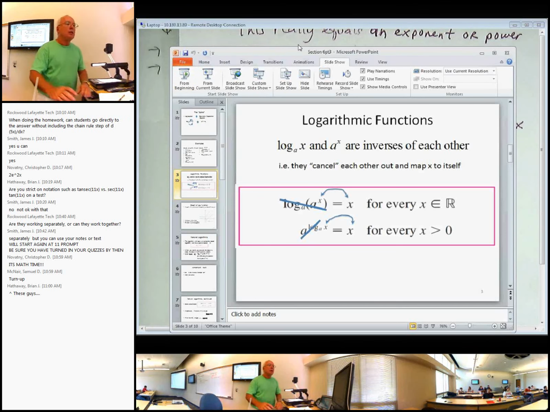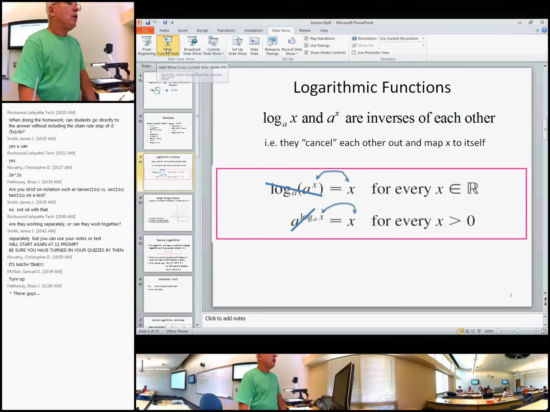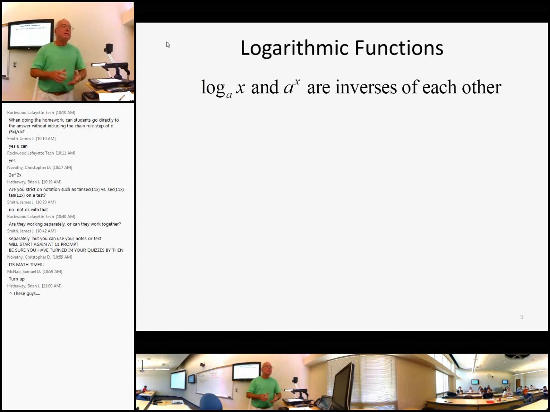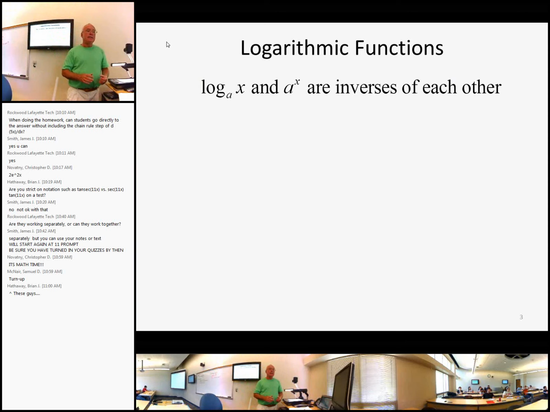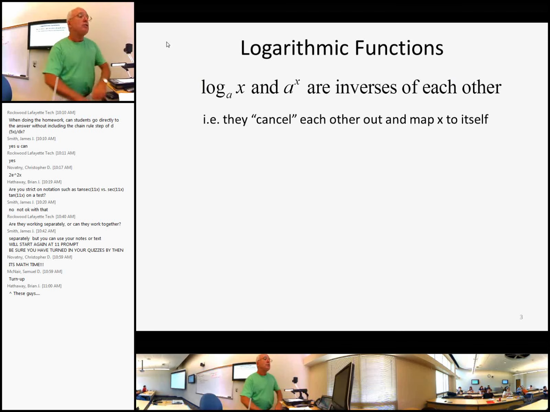Now, let's go back to the PowerPoint, and let's start with this current slide here. Remember I said that the log base a of x and a to the x power are inverse functions of each other. They cancel each other out, and therefore they map x to x. They cancel out, x gets mapped to itself.